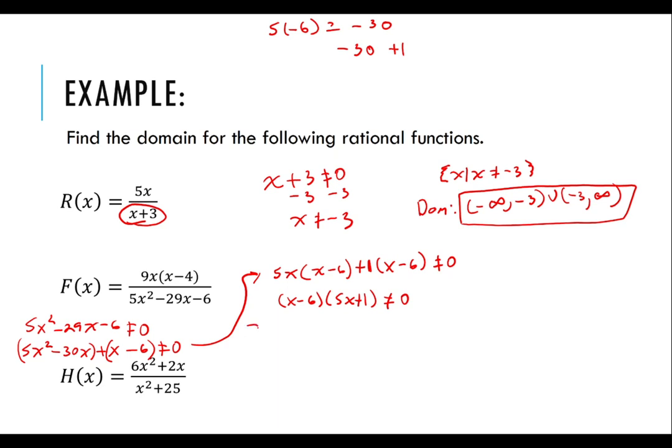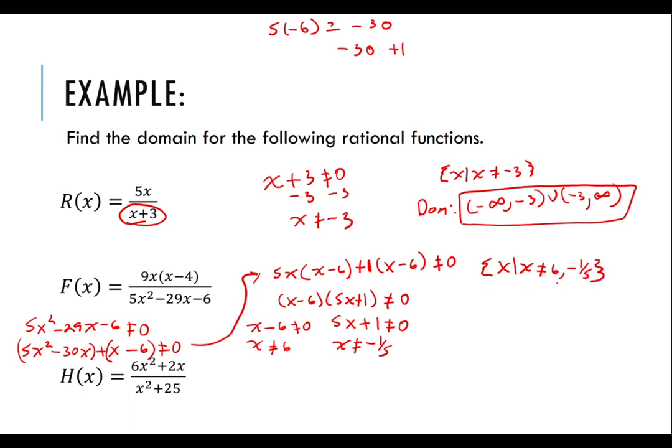Then we use the zero product property. x minus 6 can't equal 0, and 5x plus 1 can't equal 0. That is, x cannot equal positive 6, and x cannot equal negative 1/5. And so now I have to kick out those two values. If we're going to do this in set builder notation, you could say all the real values x such that x cannot be 6 or negative 1/5. That's one way to do this.